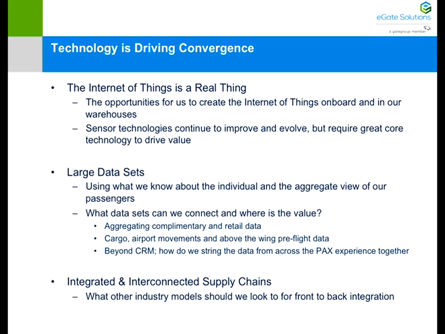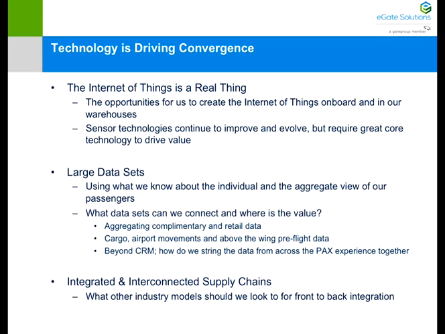So for us, what's the opportunity to create that Internet of Things on board, in our warehouses, in our supply chain, to really understand quality of product, inventory of product, things that are maybe high value, and how their journey was through the supply chain. Certainly, sensor technologies continue to improve and evolve, and we're seeing lots of great use cases, especially in the above-the-wing food universe, where we can manage food safety a little bit with sensor technologies and enable crew to understand the quality of the supply chain that got their product there and whether it's safe or not.